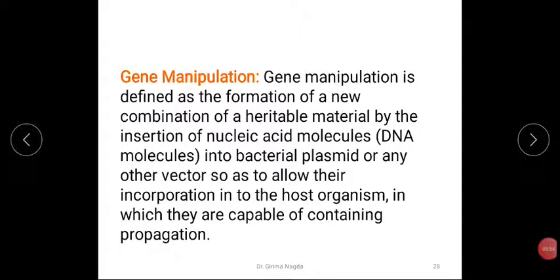Now gene manipulation is defined as the formation of a new combination of heritable material by the insertion of nucleic acid molecules into a bacterial plasmid or any other vector, so as to allow their incorporation into the host organism, which is capable of continued propagation.